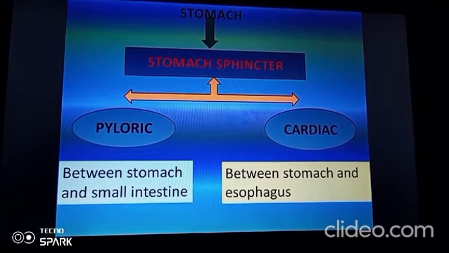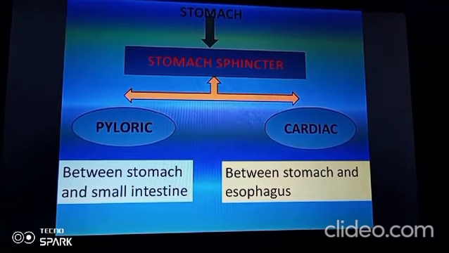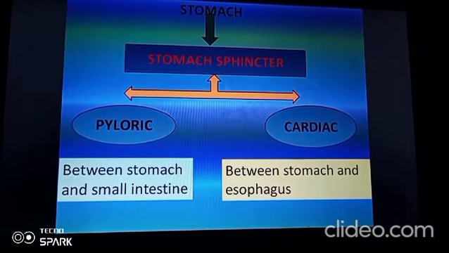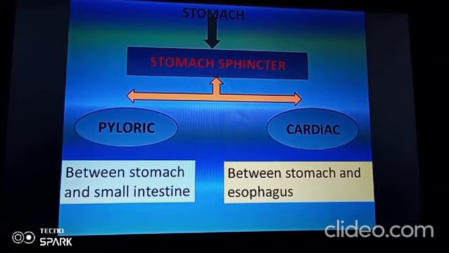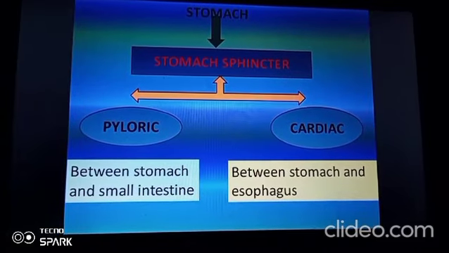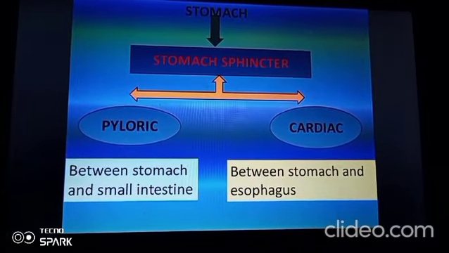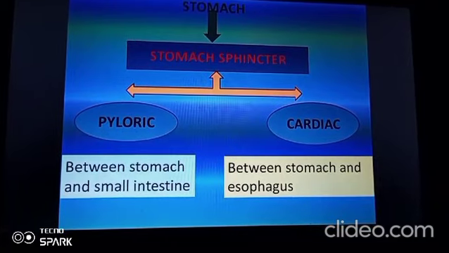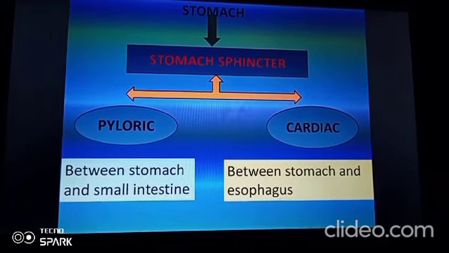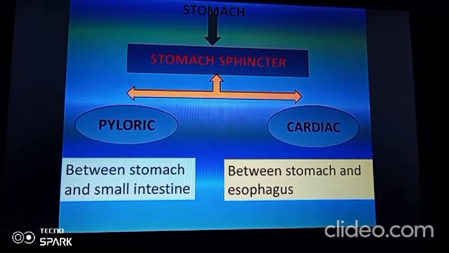The point where the upper portion of the stomach is attached with the esophagus is the cardiac sphincter, and at the lower end, where the stomach ends and the intestine starts, the pyloric sphincter is present. And the easy way to explain the word sphincter is a gate, a gate which opens or closes whenever food enters and leaves the stomach.